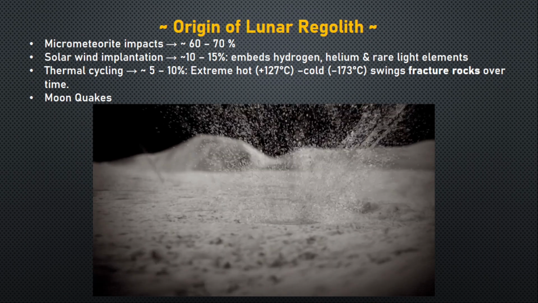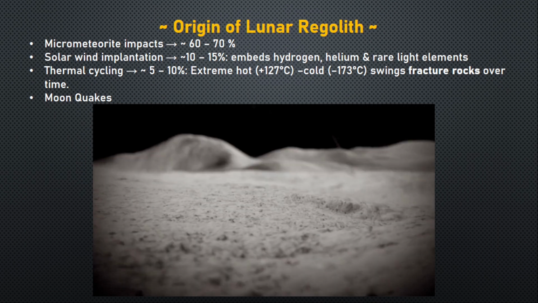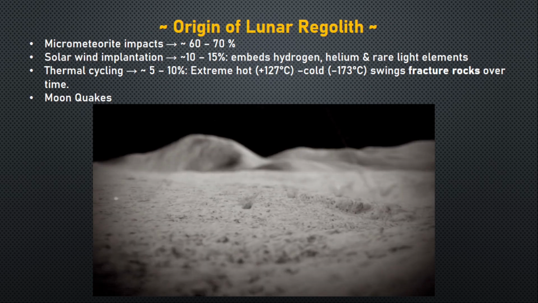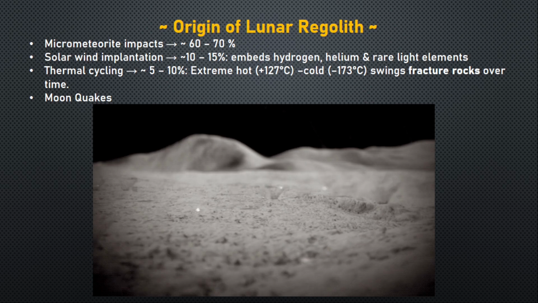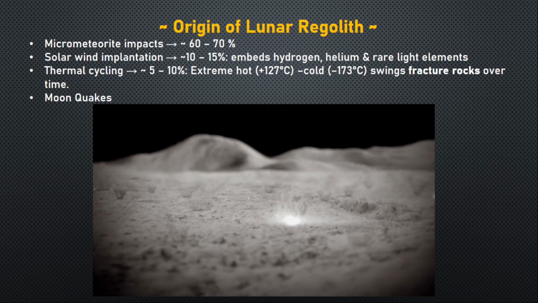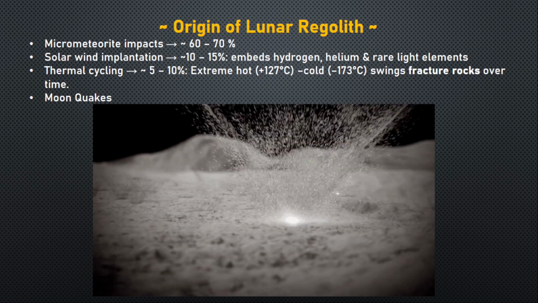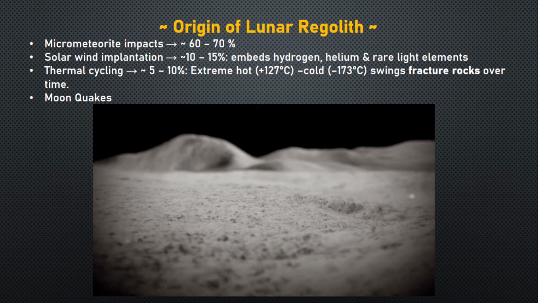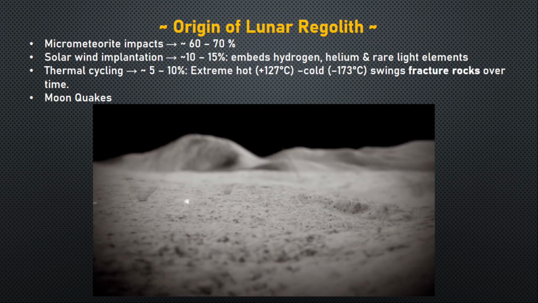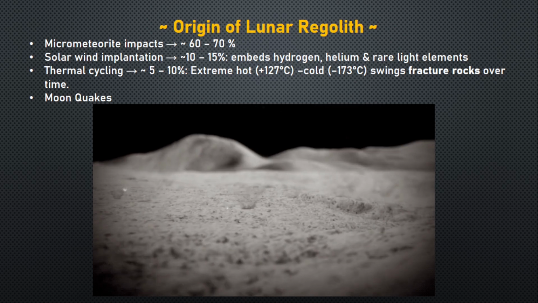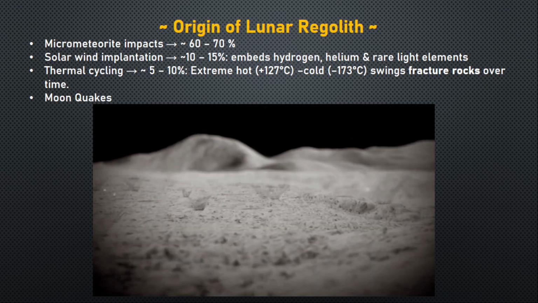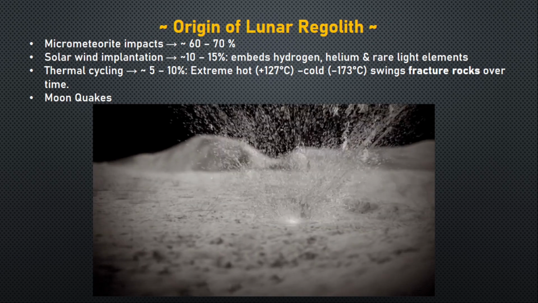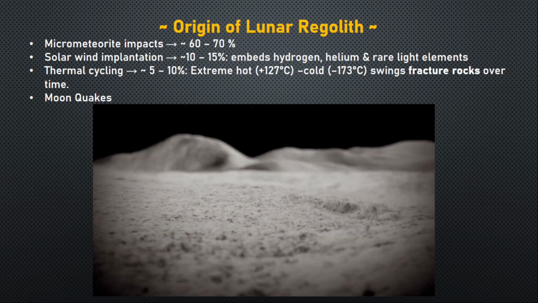Micrometeorite impact. Micrometeorites are tiny space debris from the solar system, the kind of things that cause shooting stars on Earth. The reason we can see those shooting stars is because of our atmosphere. Without our atmosphere, they would land on the surface. On the moon, there's no atmosphere and no magnetic field, so nothing is stopping them. They are always raining down on the moon, impacting the surface and creating the lunar soil.